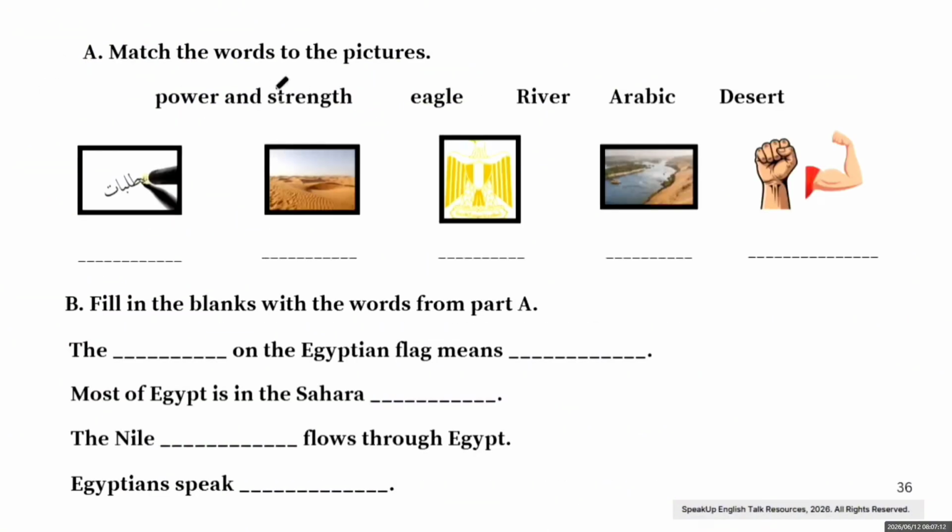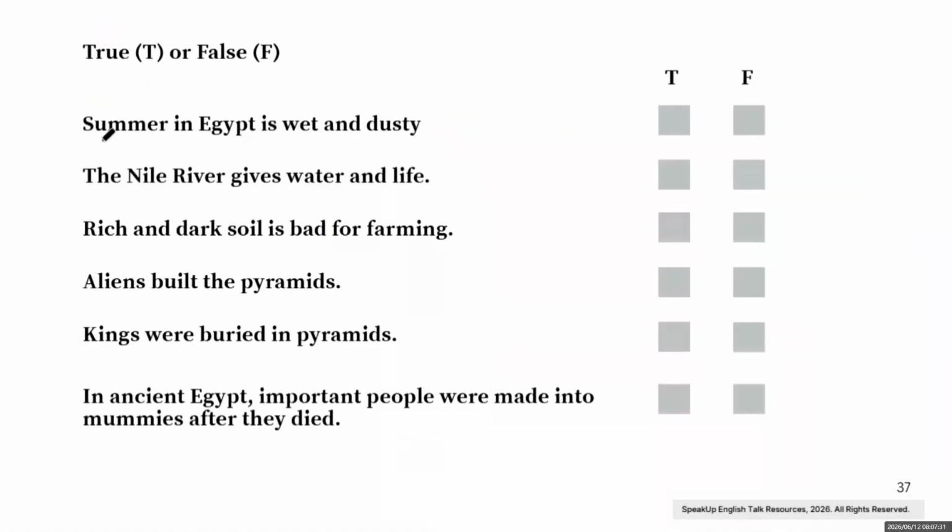And another one, match the words to the pictures. So here, eagle, river, desert, and then have them write out the words and then fill in the blanks using the words in part A. And again, the answers are found in the answer keys. Okay, and then I also have the true and false questions. And if they find something that is false, ask them to talk to you. What is wrong with the sentence? Ask them to correct it, so they can talk to you about it.